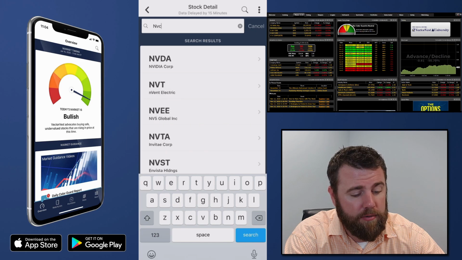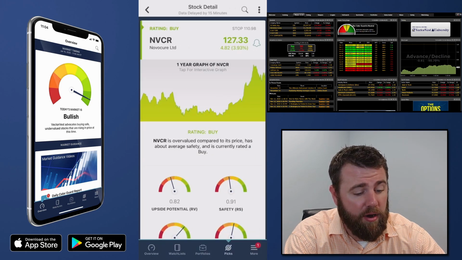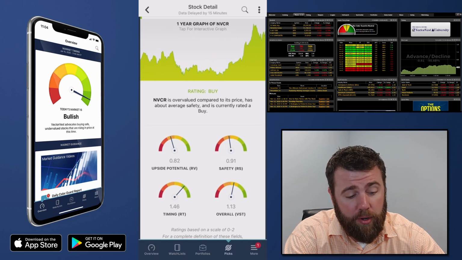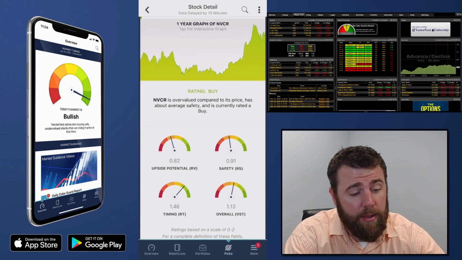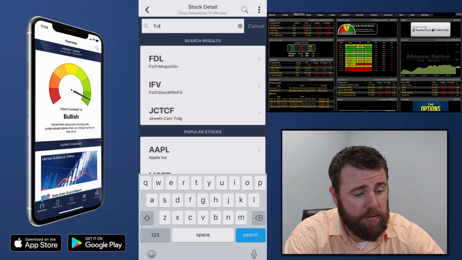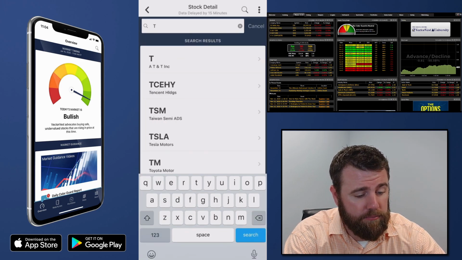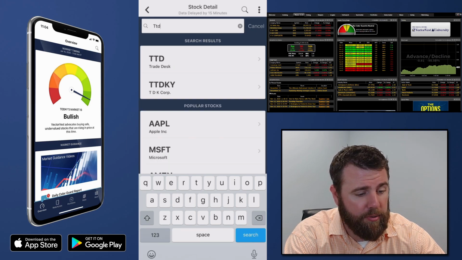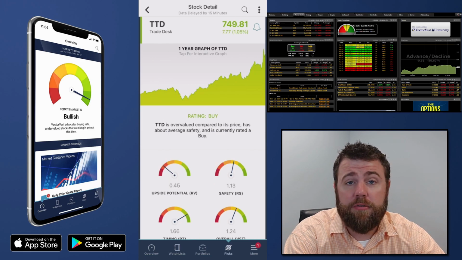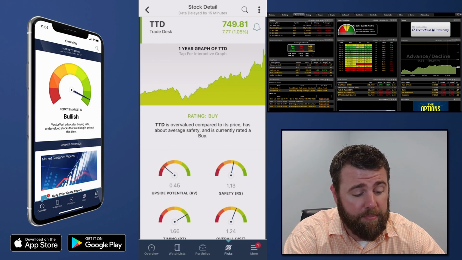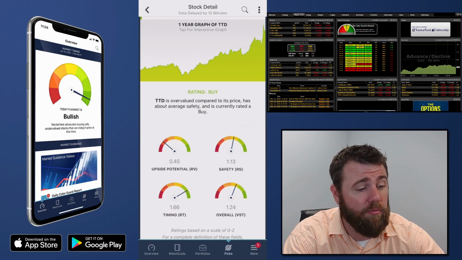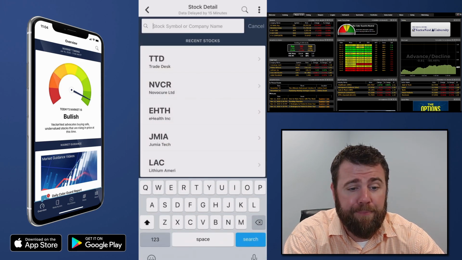NVCR, poor long-term potential, a lot of risk associated with it, but you do have a strong uptrend right now, making the stock favorable overall. TTD, there we go. Poor long-term potential, but solid fundamentals, consistent fundamentals with the RS above 1. Timing at 1.66, really strong uptrend. So yeah, the stock's still favorable for right now.